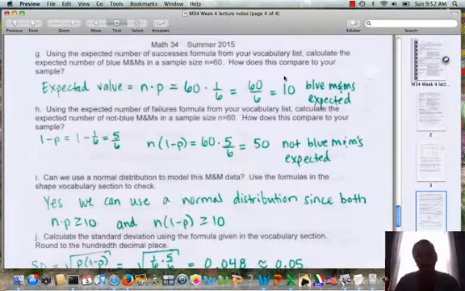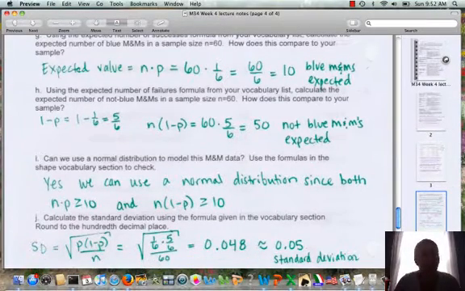Now we know in reality, due to variability and chance, it's not going to be exactly 10 for every group. The expected number of failures formula in our vocabulary list is going to tell us the expected number of not blue M&Ms if you've got a sample size of 60. So 1 minus the population proportion is 1 minus 1/6, or 5/6. And so our formula n times (1 minus p) is 60 times 5 out of 6, or 50. So we would expect 50 of the 60 M&Ms to be not blue according to that population proportion.